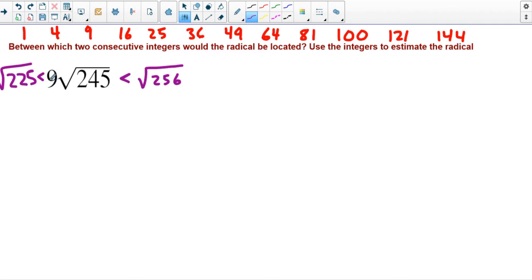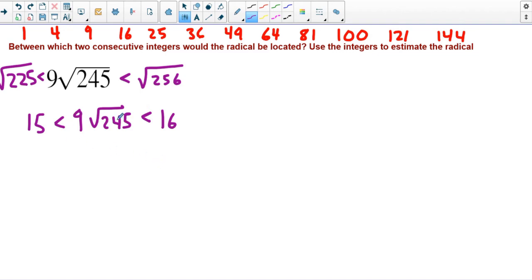Also at the end, I have a 9 out here. So at the end, I will need to multiply that 9 back into the radical. All right, so square root of 225 is 15. And just bring that down. Square root of 256 is 16. Again, I have all these square roots memorized already. You might not, but definitely something you should work on to make it a little bit easier for you.